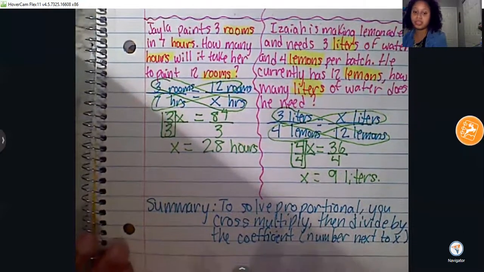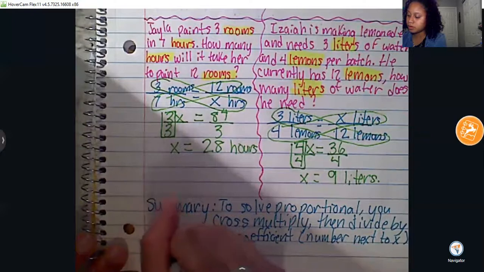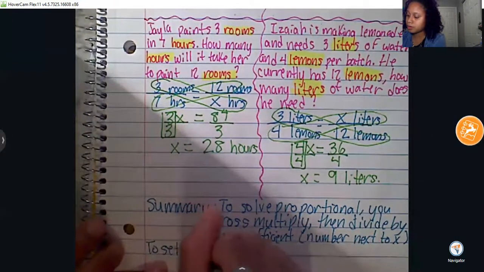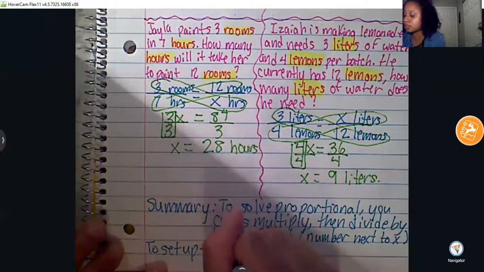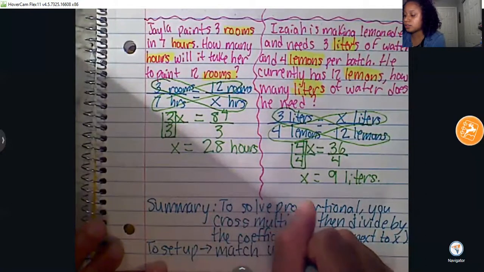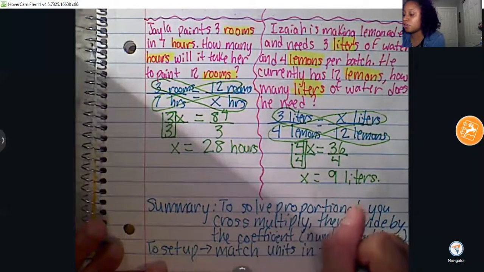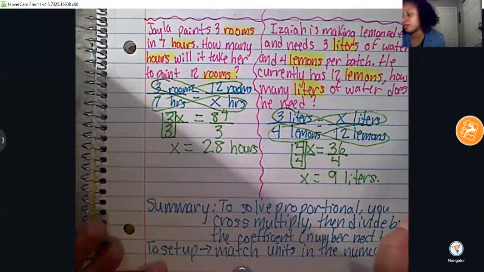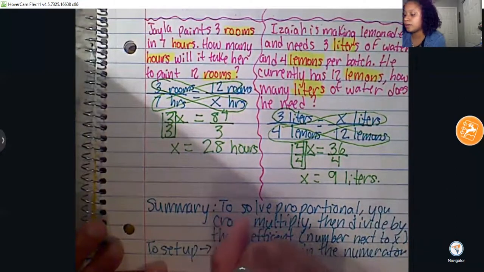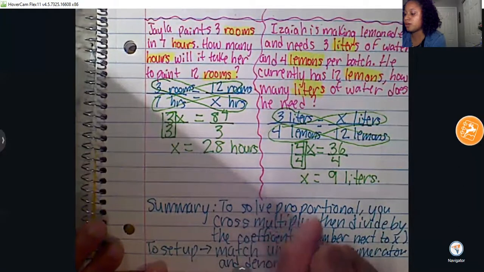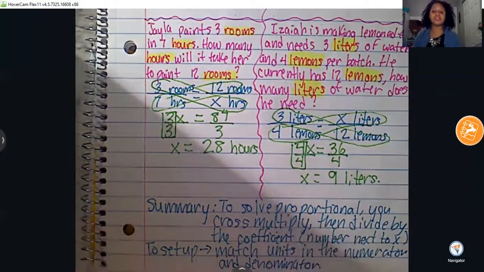And then to set up, make sure you match units in the numerator and denominator. So whichever unit you pick to go in the numerator, make sure you put it on both sides. And whatever unit you decide to go in the denominator, you should do the same on both sides. Other than that, that is how you solve proportional relationships.